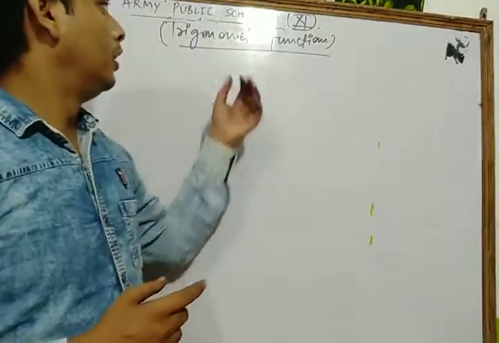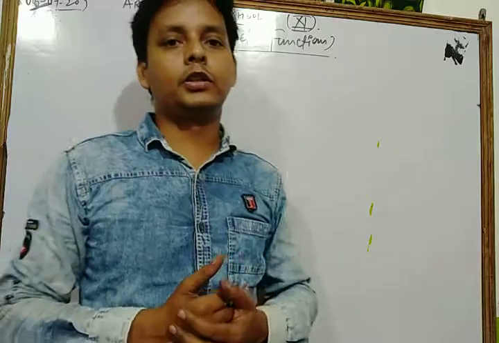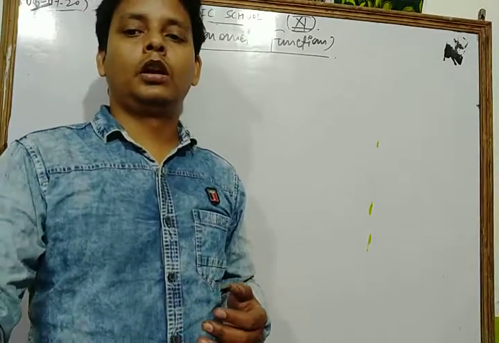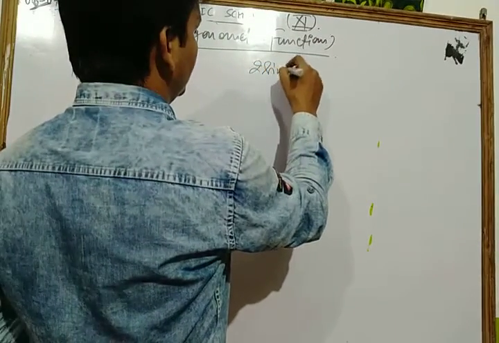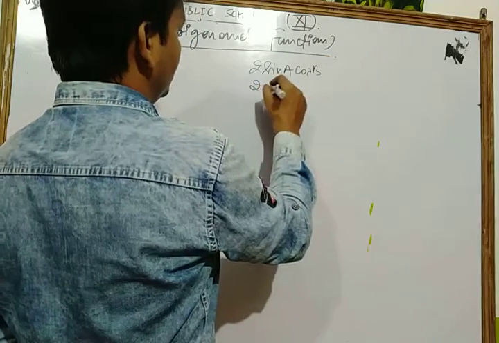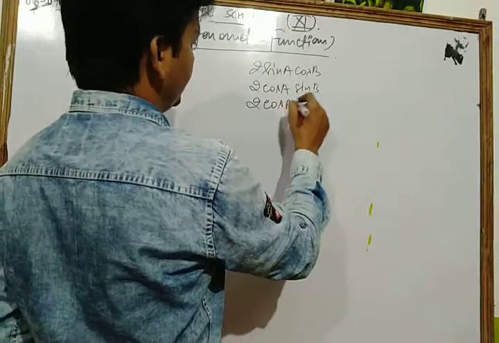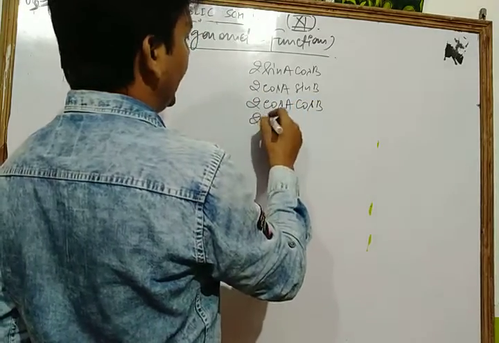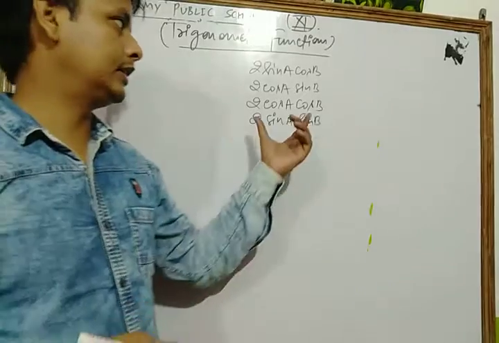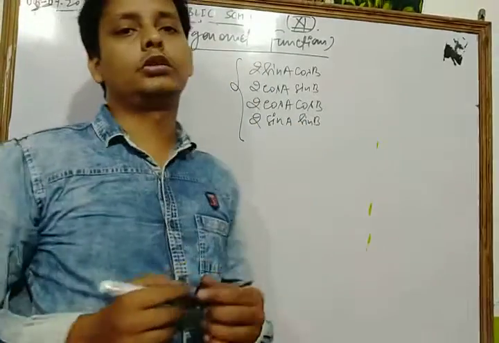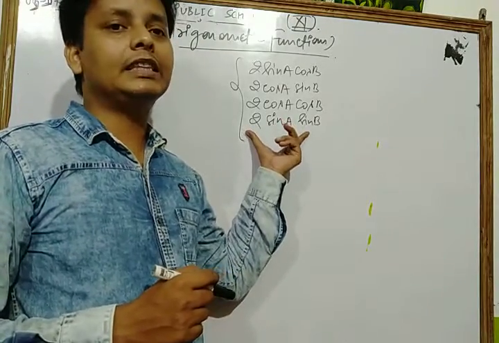Today we discuss the chapter trigonometric functions. In the previous class, we discussed the formulas for 2 sin A cos B, 2 cos A sin B, 2 cos A cos B, and lastly 2 sin A sin B. We discussed all 4 trigonometric identities and solved some questions based on these identities.